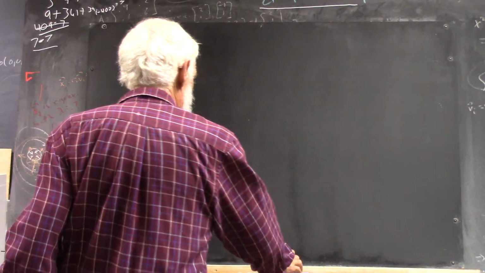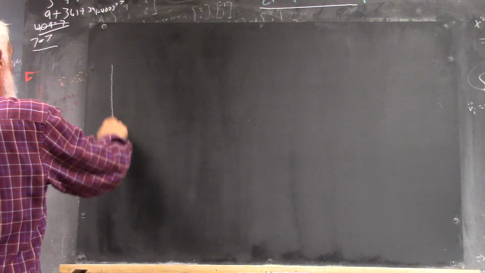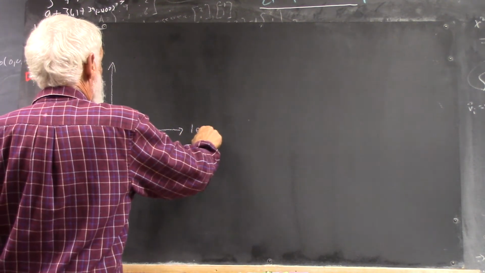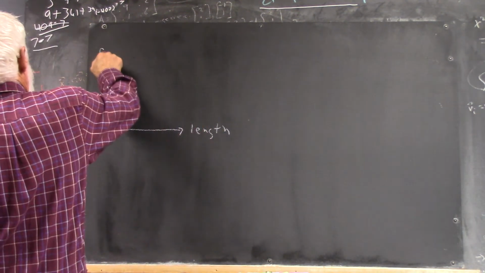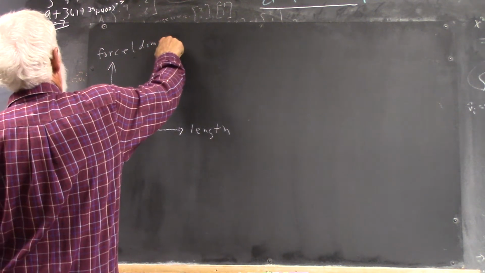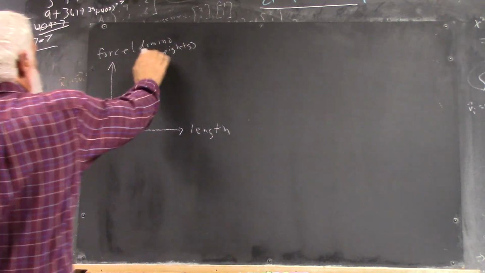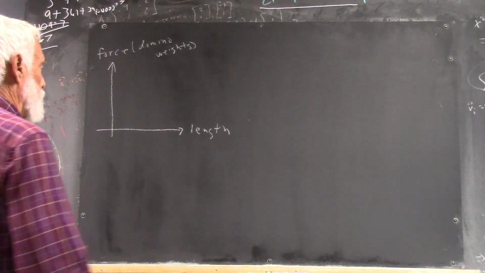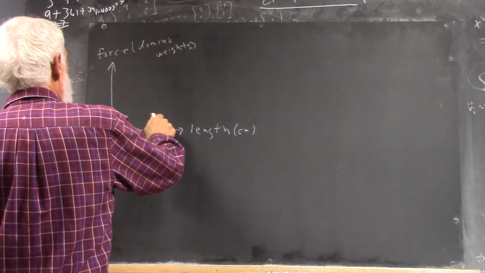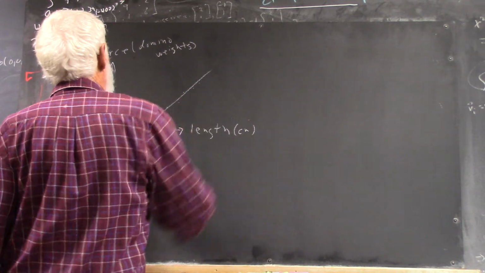Okay, so a graph relevant to a great many things: force measured in domino weights and length measured in centimeters. And we had a similar graph in the notes. You get a graph that's a relatively straight line.